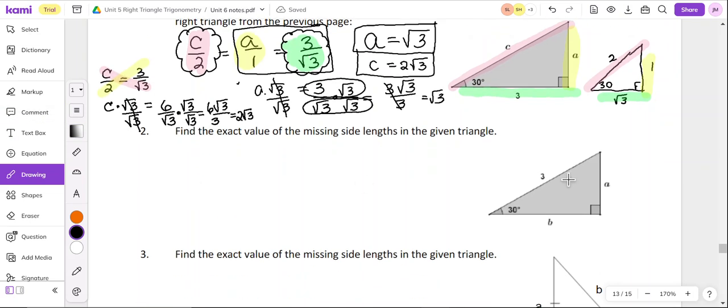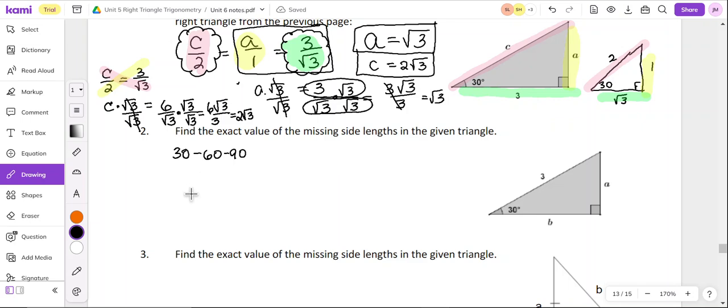All right. Find the exact value of the missing side lengths in a given triangle. Once again, 30, 60, 90. Did you like this, building a similar triangle and matching them up? No? I'm going to show you a different way. Why? Because we're honors geometry. Are we clear? All right, so we know it's 30, 60, 90.